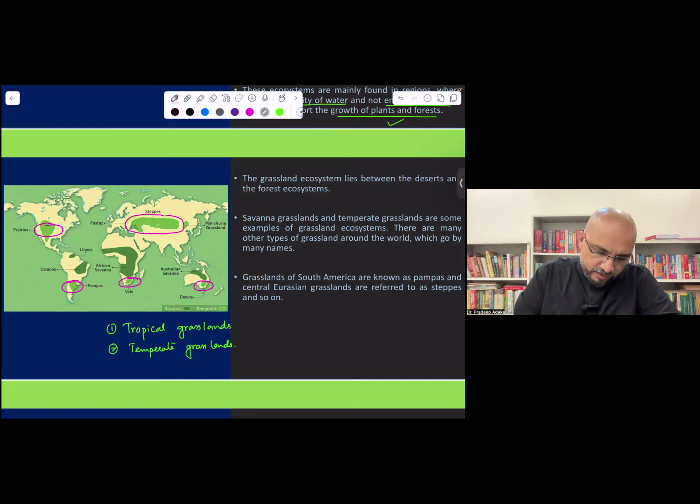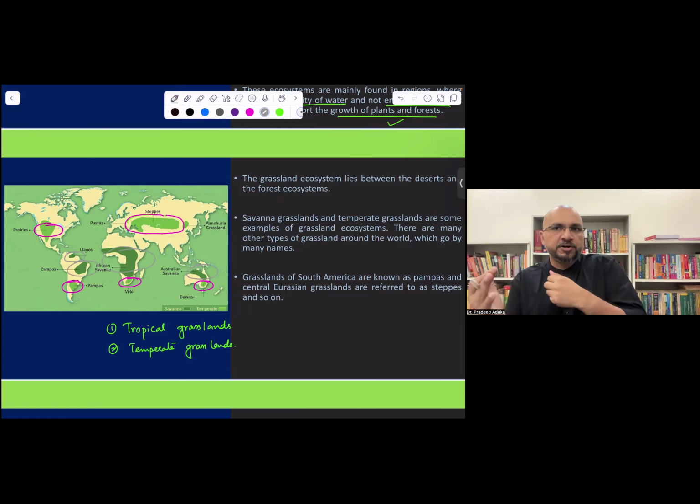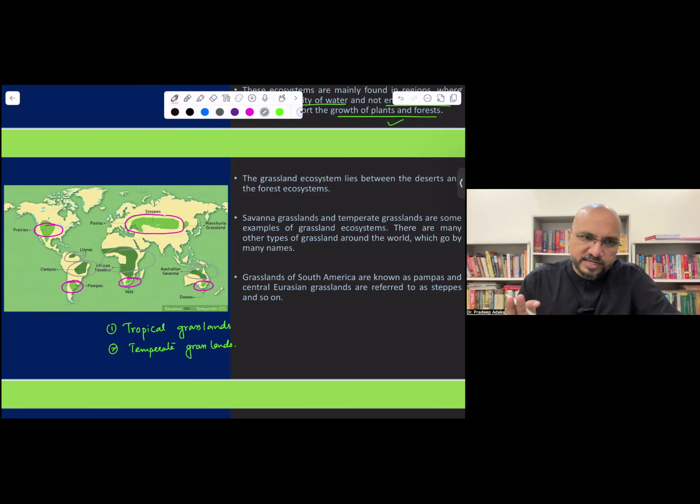Then you have tropical grasslands in the tropical regions. So you have llanos and campos in South America. You have savanna in Africa. You have Australian savanna. In India, you can count northern Karnataka, parts of Andhra Pradesh, parts of Maharashtra. So that is also counted under grassland.